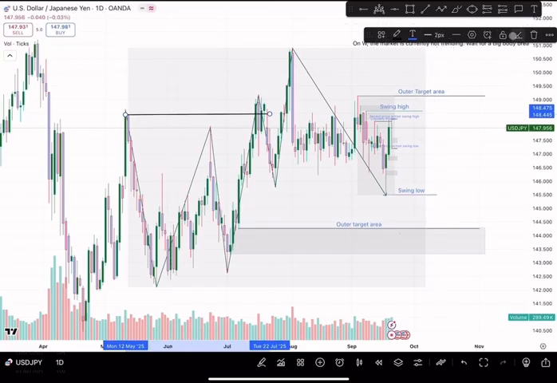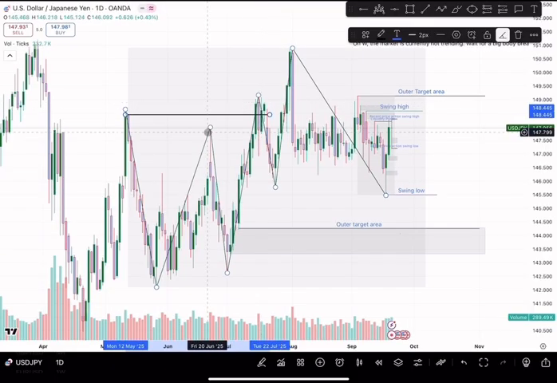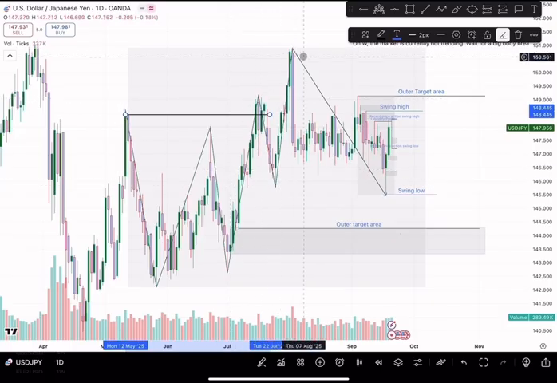So we saw where price only broke in this area, it didn't break in this. So this is again higher high, higher low, higher high, higher low, higher high, higher low. All right.